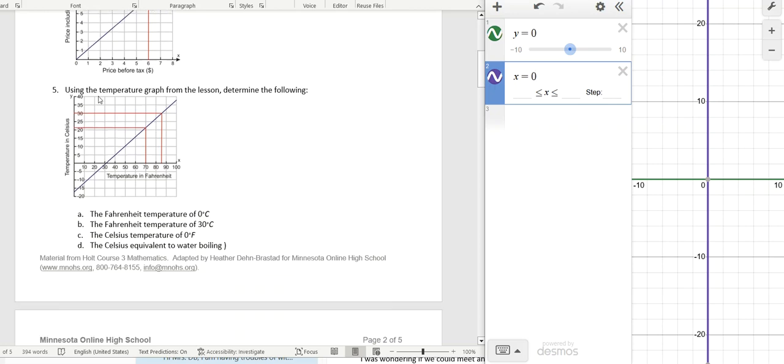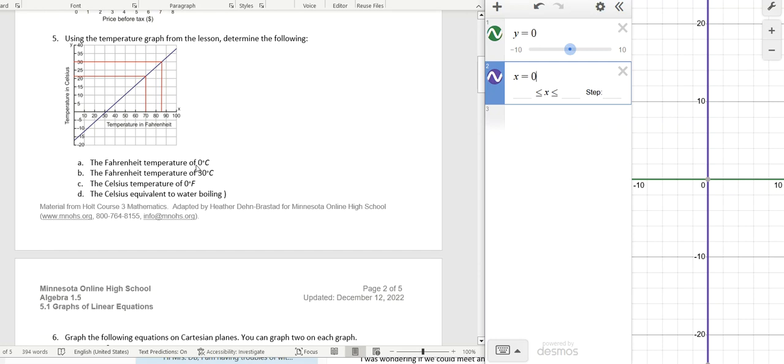And then on this one, it says using the temperature graph from the lesson. So again, this is a graph from the lesson that had some previous problems already used on it. That's what the red lines are for. Determine the following: the Fahrenheit temperature of 0 degrees Celsius. So Celsius is along the y-axis, so we would find 0, and we would trace that until we get to the line, and it's a little bit more than 30. And you might know that it would actually be 32 degrees, because that's the freezing temperature of water, 0 in Celsius and 32 in Fahrenheit.